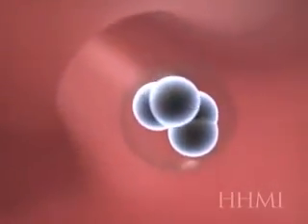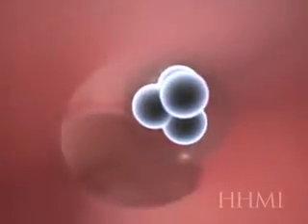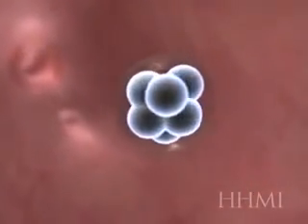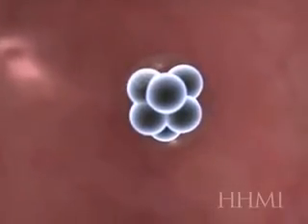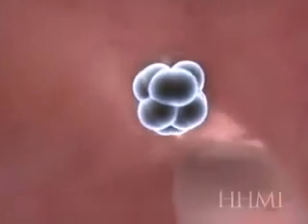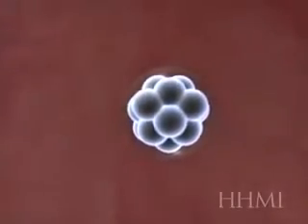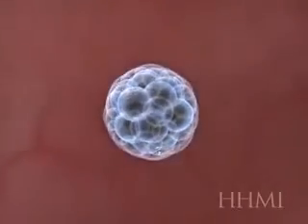Here you see early cleavage stages occurring, and this is one of the early growth phases. As the embryo moves down the fallopian tube, it's going to form an important stage called the blastocyst here in a few seconds. Of course, in real life that takes days, about 5 days.